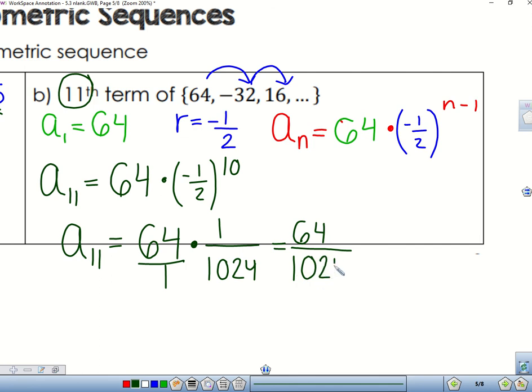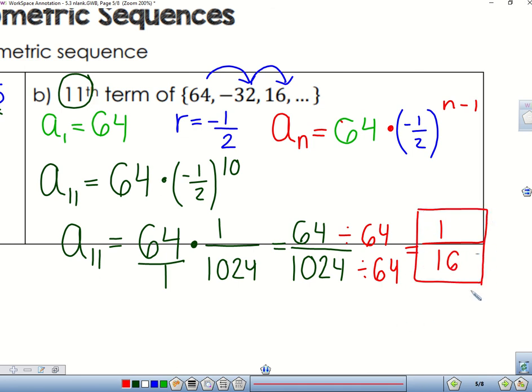And 1 times 1,024 is 1,024. Now we're trying to reduce this fraction. I'm going to just give you the answer here. This fraction is reducible by dividing the numerator and denominator by 64. And when you do that, you get 1 over 16. So 1 over 16 is the 11th term of this sequence. So as you can see, it's going down pretty fast, right? It's starting at 64, and 11 terms in, we're already at 1/16.